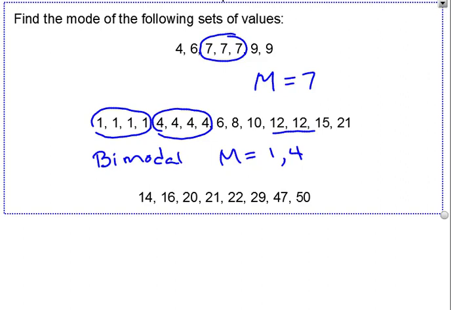The last set of values starts with 14 and ends with 16. Notice that nothing repeats within that set. Since there is nothing that repeats, we say that there is no mode. Notice the mode is not equal to 0, because 0 is a value. It's important to say that there is no mode.